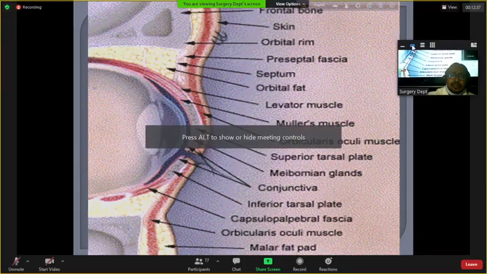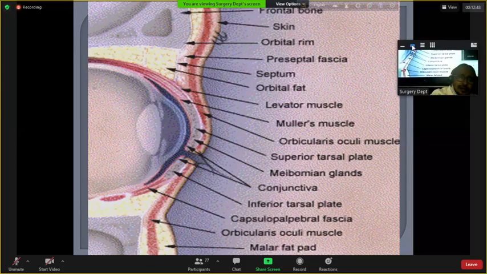This is the structure of the eyelid. This is cornea, anterior chamber, lens. This is the lower eyelid. This is the upper eyelid. This is the tarsal plate, and this is the orbital septum.